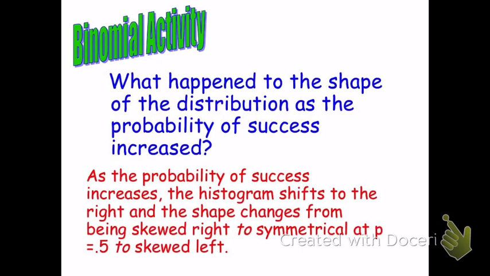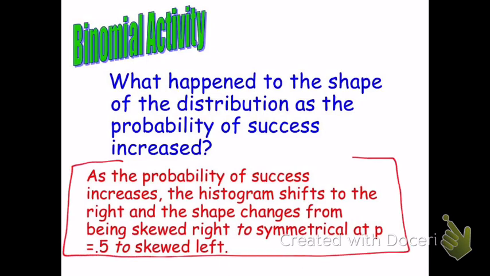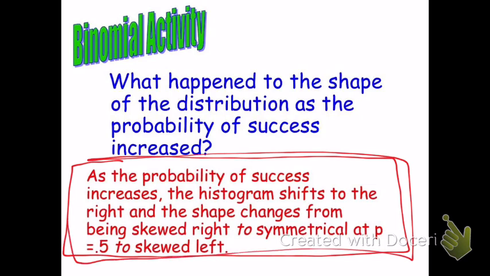As your probability of success increases, there are things I want you to memorize. I don't know if this is written down on your paper. I don't think so. Okay, then write this down. You must memorize this. As your probability of success increases, so if I'm going from a probability of 10% to 90%, my distribution is changing from right skew to left skew, and it becomes symmetrical at 0.5.